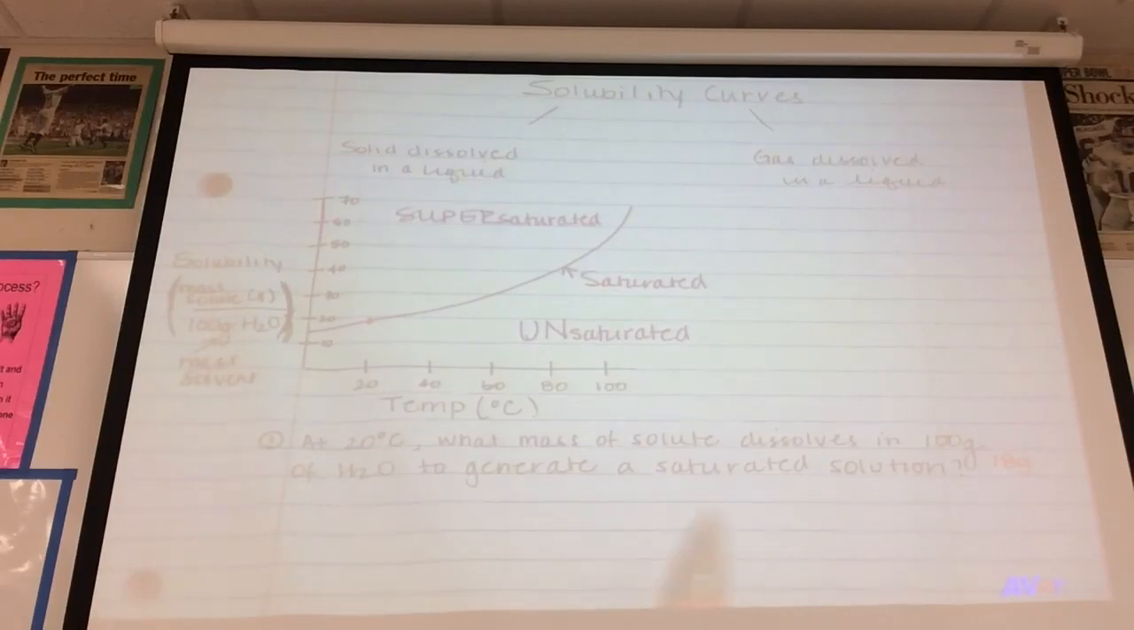Now, if I had asked you at that temperature what mass of solute dissolves in 200 grams of water, what would the answer be? 36. And if I said what mass of solute dissolves in 50 grams of water at 20 degrees Celsius, you would have indicated 9 grams. So there are some cutesy little ways you can ask questions there. Just be careful.